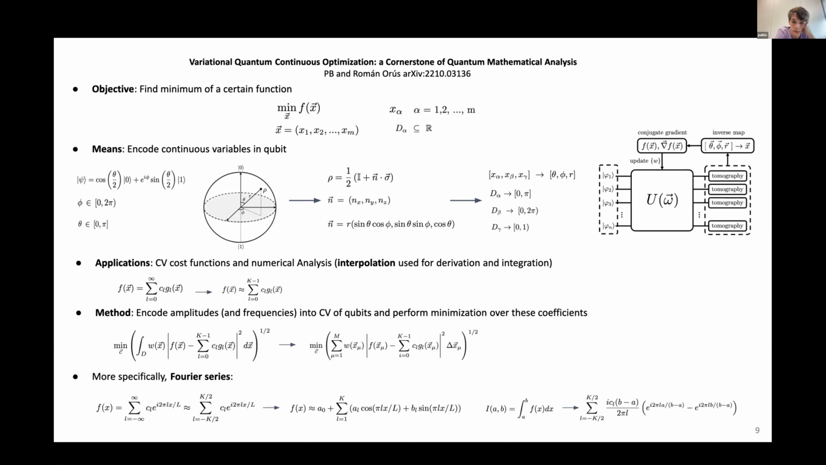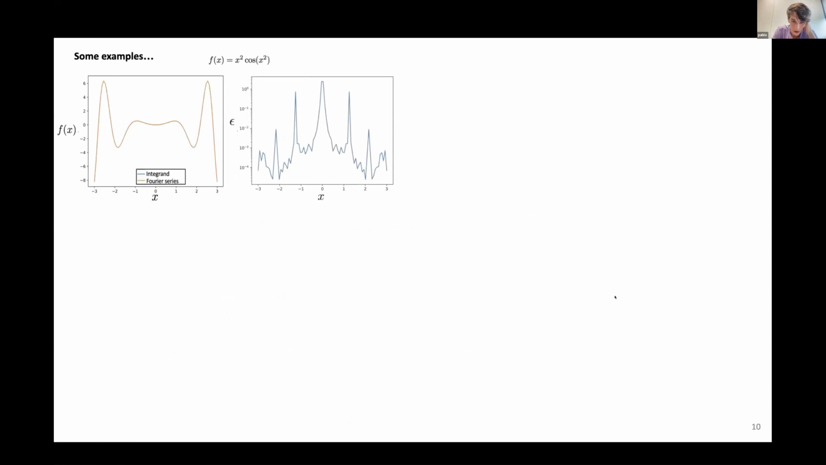One specific example is by means of Fourier series. You have a certain cost function, you have an expansion in terms of Fourier series, and you are trying to look for the proper c vector, the amplitudes, the coefficients of your series, such that the whole series approximates the cost function you are looking for. And we found that, in fact, it works pretty well. We tried to interpolate some functions. We went there for derivatives and integration, and also some other kinds of problems.